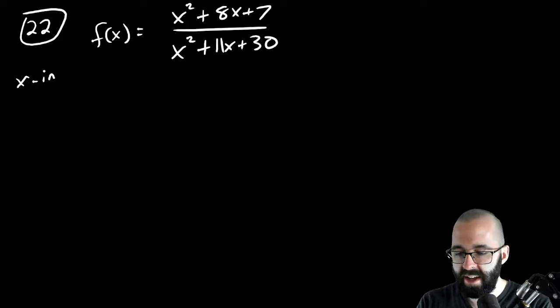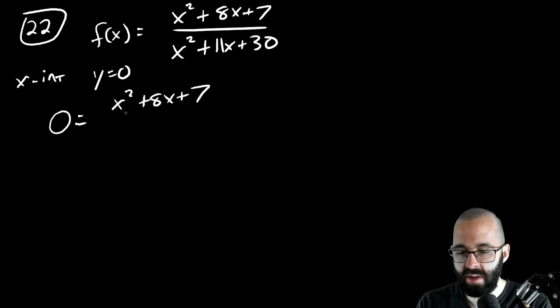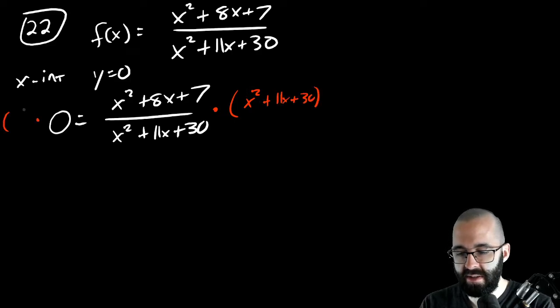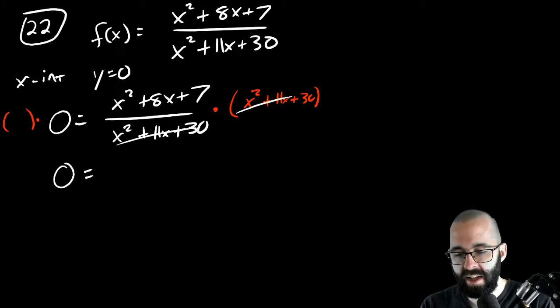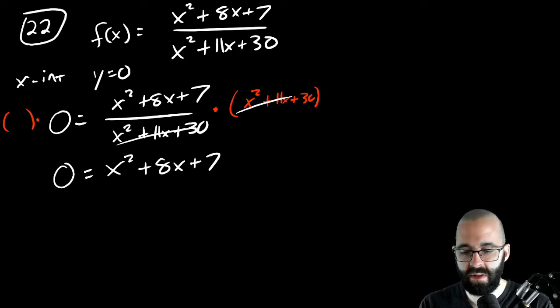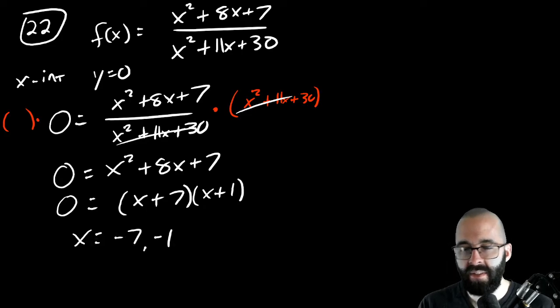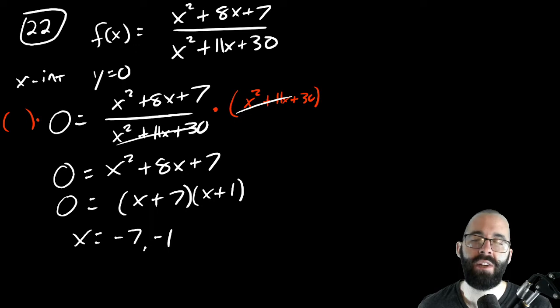Okay. So the x-intercept is where y equals 0. That's the solution to this equation. We solve this equation by multiplying by the LCD on both sides. The left multiplies out to 0, and the right cancels. So this is just when the numerator equals 0. That factors to x plus 7 and x plus 1. So our candidates are at -7 and -1, but we have to make sure that these are in the domain.